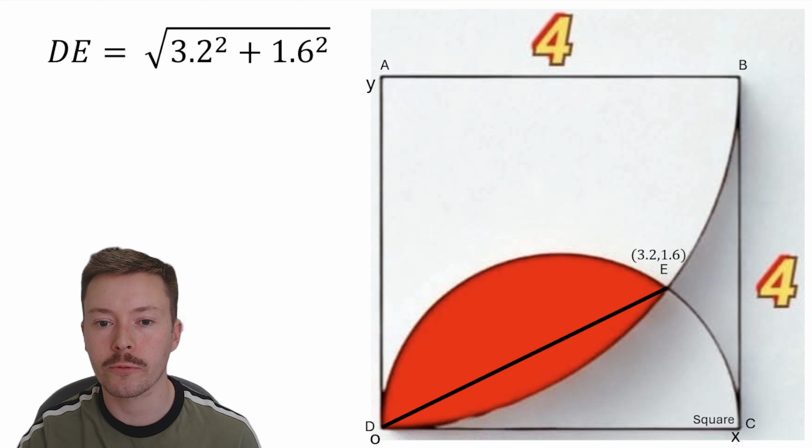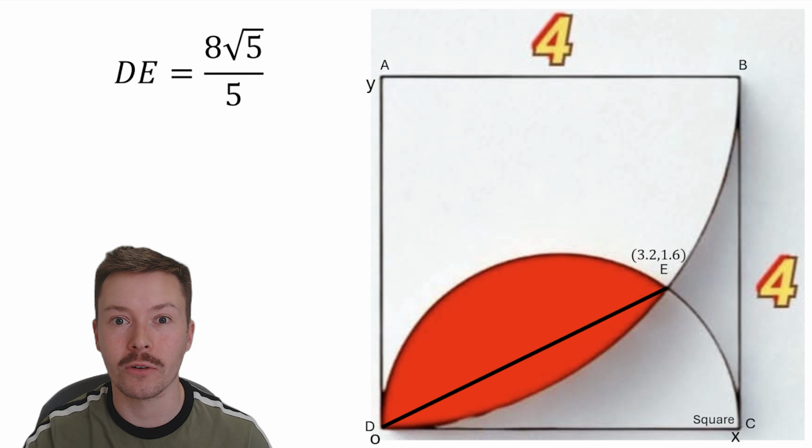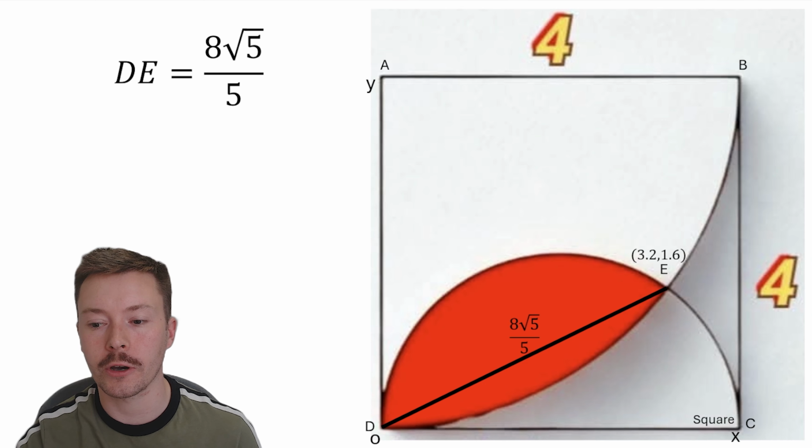So, square root of 3.2 squared plus 1.6 squared. That will give me the hypotenuse, which is DE. So that gives an answer of 8 root 5 over 5. So let's put that on the diagram.